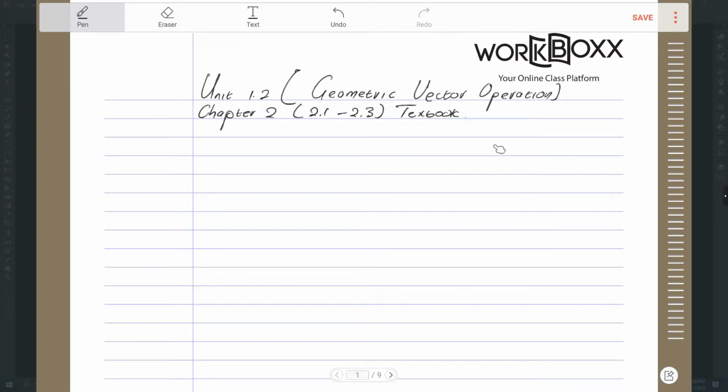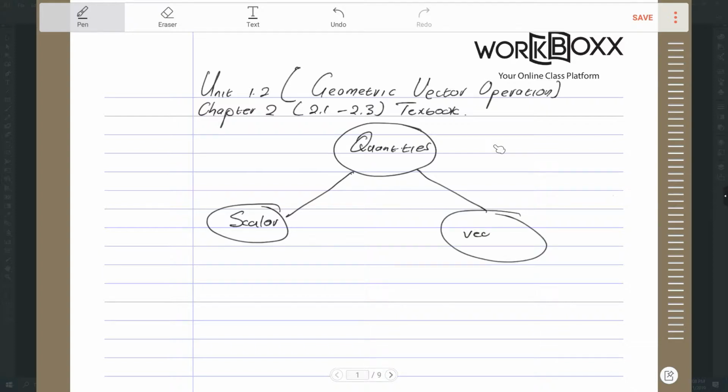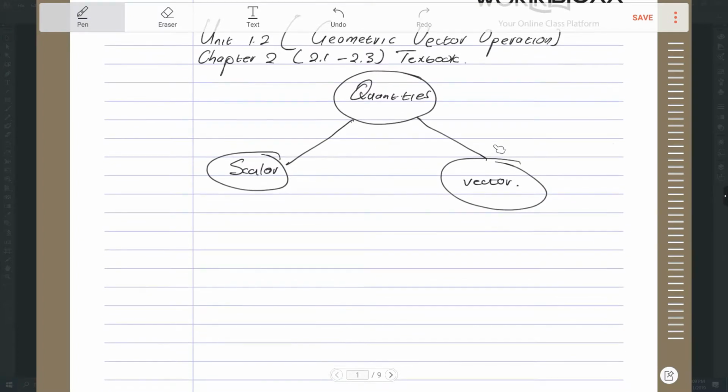All physical quantities in engineering are either given in terms of scalar or vector form. So we have quantities, which can be given in scalar form or vector form. So today we're going to be talking about scalars and vectors. So let's start by defining what's a scalar.